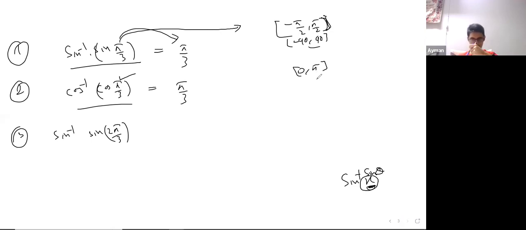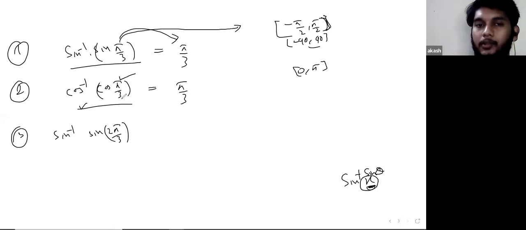0 to pi, because we have cos here. So cos is 0 to pi. Pi by 3 lies between 0 to pi, then you can use the property. Now what is the answer here?